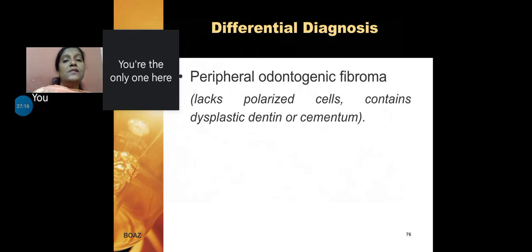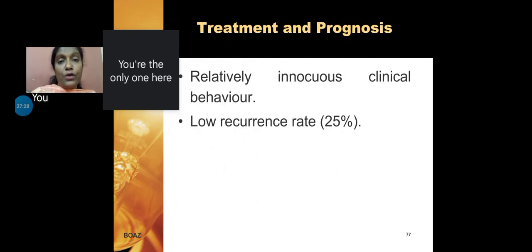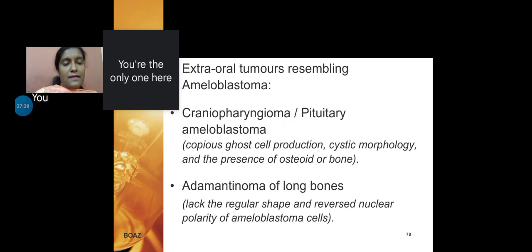Differential diagnosis: peripheral odontogenic fibromas, but there it lacks polarized cells and there is dentin production. Dentin production is a no-no for ameloblastoma because ameloblastomas need odontoblasts to become functionally active and to produce enamel. Treatment and prognosis: they have a relatively innocuous clinical behavior and a low recurrence rate.